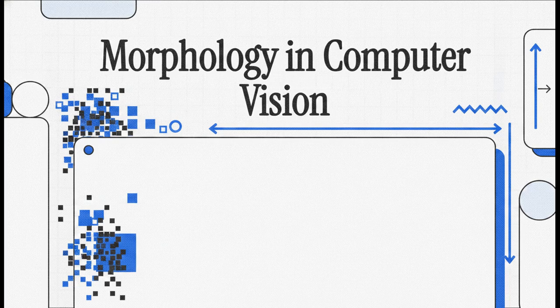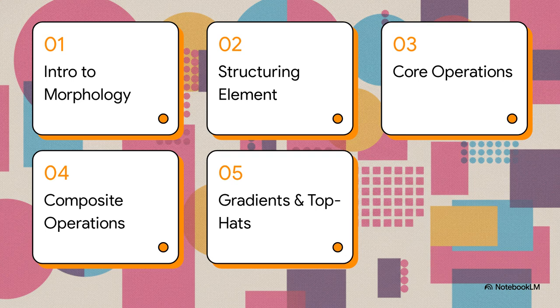Today, we're diving into a really fascinating foundational topic: how computers actually clean up messy images. We call this morphology. Now, I know that sounds like a big, intimidating word, but don't sweat it. We're going to break this down step by step so that by the end of this, you'll completely understand how this digital magic works. Here's our game plan for today.